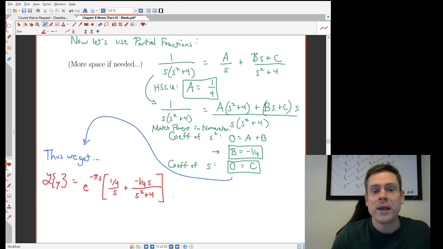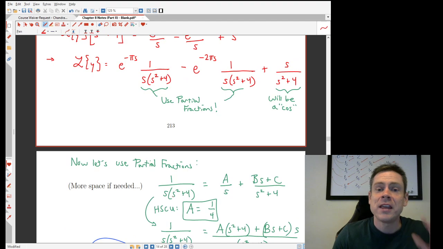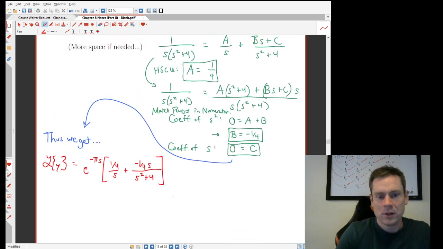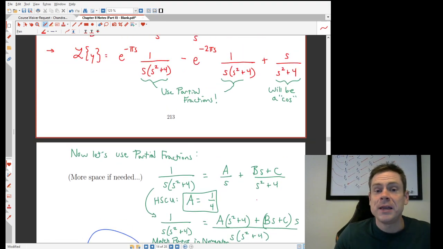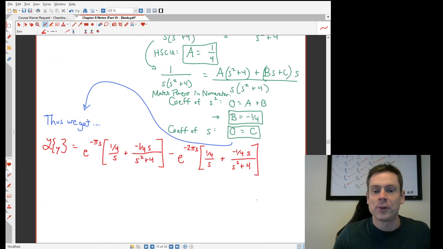And then we have minus the e to the minus 2 pi s. So carefully, minus e to the minus 2 pi s, and then it'll be the same thing, 1/4 over s, and then minus 1/4 s over s squared plus 4, just like that. And then the last term here is plus s over s squared plus 4.